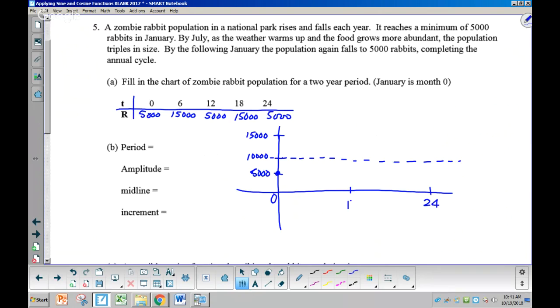And half is 12, and halvesies again is 6, and then 18. All right. And then at the 6-month mark, we're at 15,000, and we go back to 5,000. So is this data giving me the midline number? The answer is no. But the zombie rabbit population is looking pretty sinusoidal in nature.